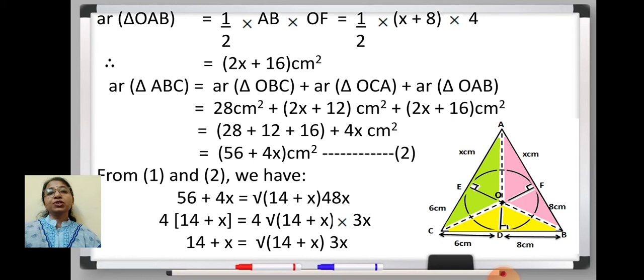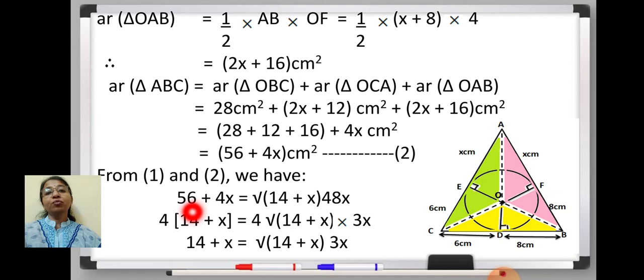So equation 1 was the area of triangle ABC is 56 plus 4x, and equation 2 was the square root of 14 plus x into 48x, right? So this is under the root sign. Now what I will do, I will split this 48 as 16 threes, and that 16 is a perfect square. That 16 will come out of the root sign as 4.